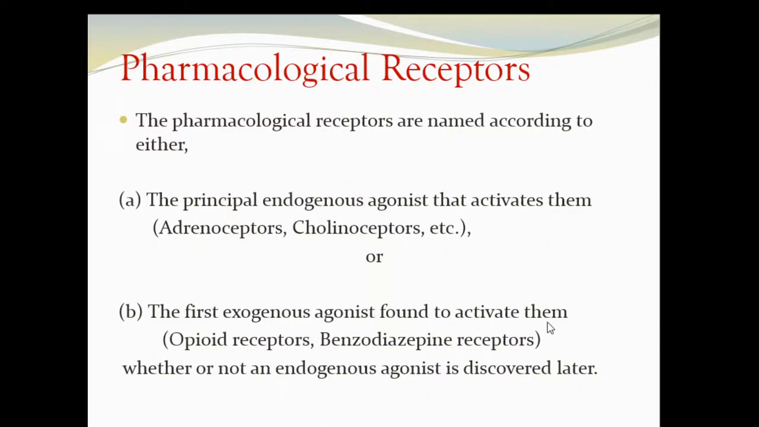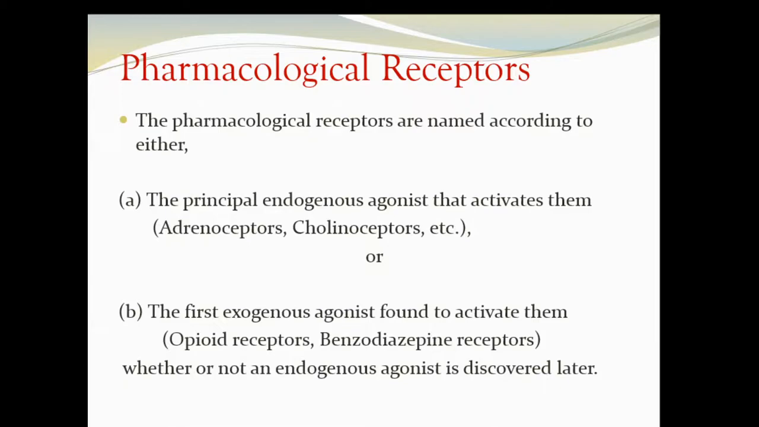Next, the pharmacological receptors are named according to the principal endogenous agonist that activates them, like adrenoreceptors. The receptors are named so because adrenaline is the endogenous substance which attaches to the receptor, so we call them adrenoreceptors. Next, cholinoreceptors. Why have we called them cholinoreceptors? Because acetylcholine will activate this receptor, that's why we call them cholinoreceptors. That means the name depends on the normal endogenous substance or agonist which is present in our body which activates them.